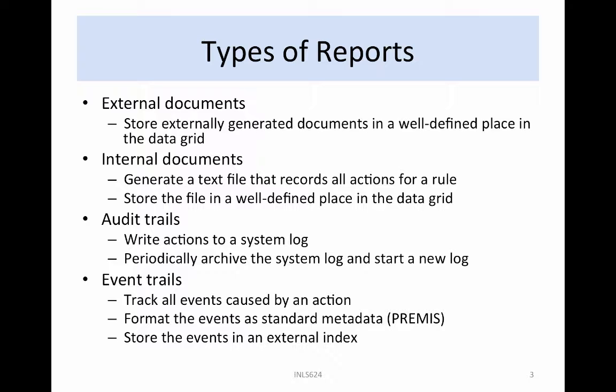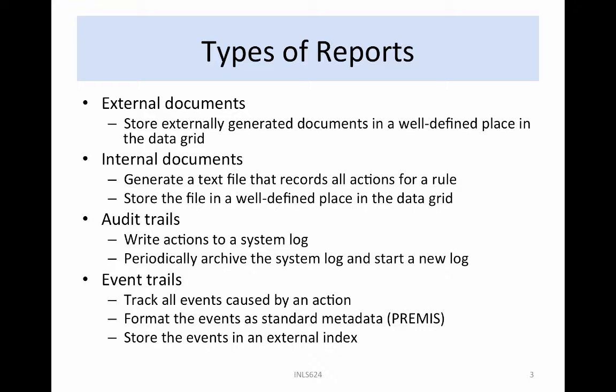Internal documents. Most internal documents can be automatically generated. Examples include generating a text file that records all actions controlled by a rule. The internal documents can also be stored in a well-defined place in the data grid. Audit trails. As actions are performed, they can be written to a system log. The system log can be periodically archived and a new log can be started.